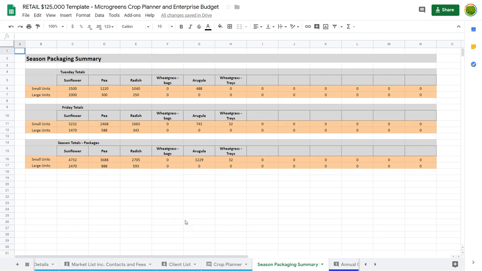So once you've filled out your crop planner for the season, which you can adjust on a week-to-week basis, this just gives you a summary of each of your crops and how many small and large units on each of the days you have planned, and this feeds information later in the spreadsheet. Just a nice quick reference there.